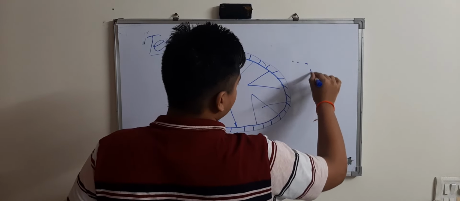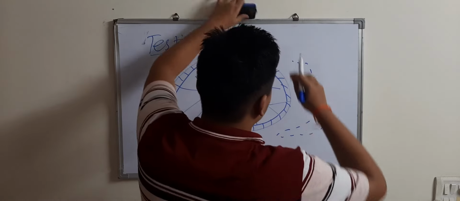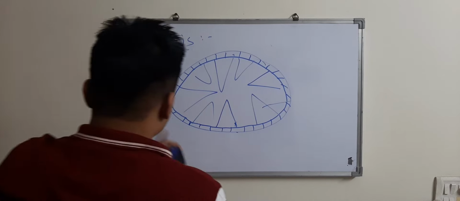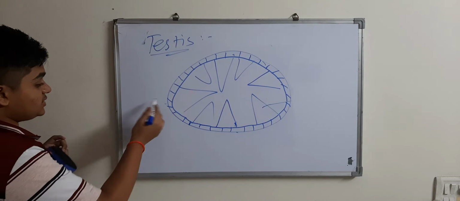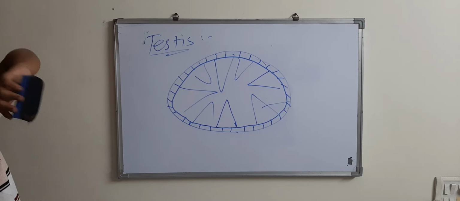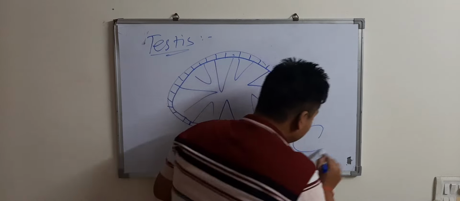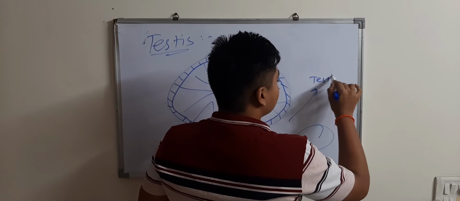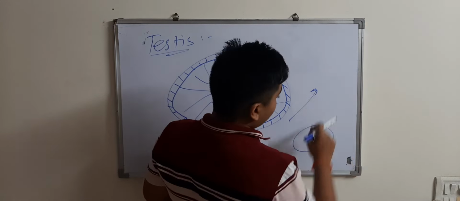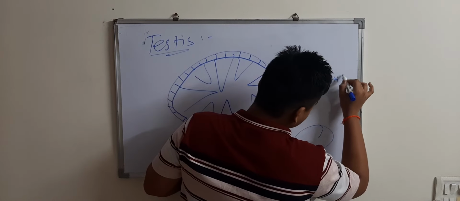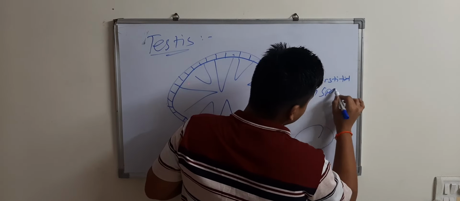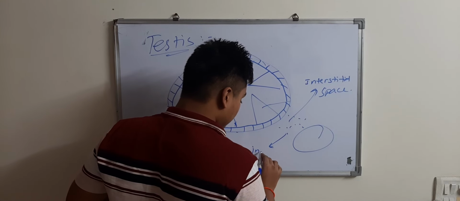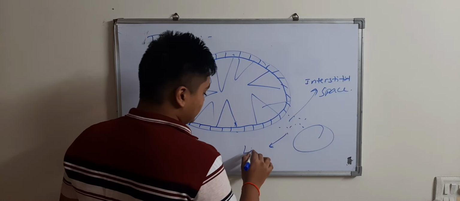See, this is your interstitial space between two seminiferous tubules. This is one seminiferous tubule, this is one seminiferous tubule, and this empty space which is present in the testis is called your interstitial space. And this interstitial space contains interstitial cells. These are your interstitial cells, or these are called Leydig cells.